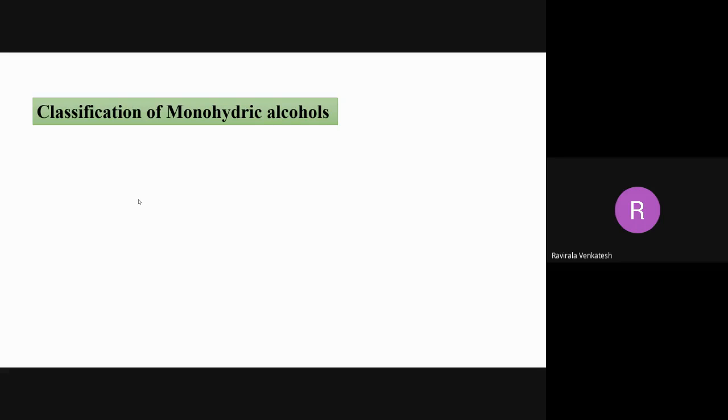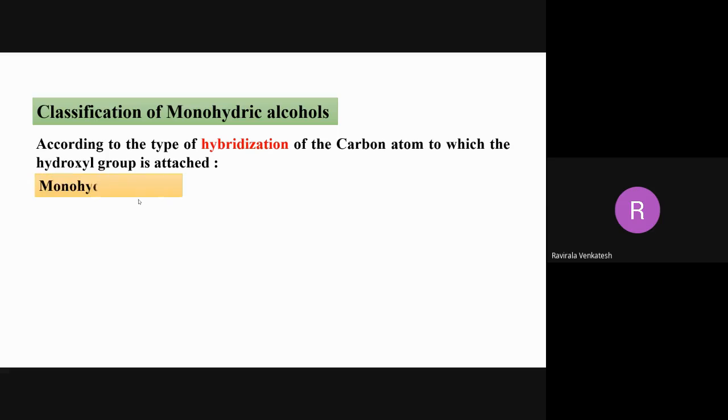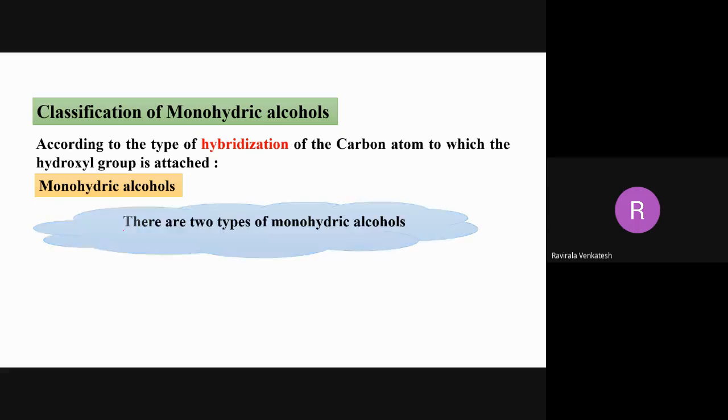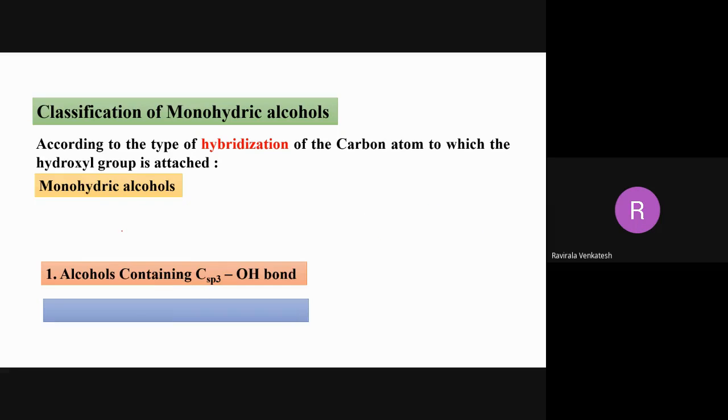Now let me see the classification of monohydric alcohols. Alcohols contain the OH group, hydric. This OH group is bonded to an sp3 carbon or to an sp2 carbon. These are the two classifications we generally have, just like what you have in halogen compounds. Alkyl, aryl: this one will be alkyl alcohol, this one will be aryl, or vinyl also we will get.